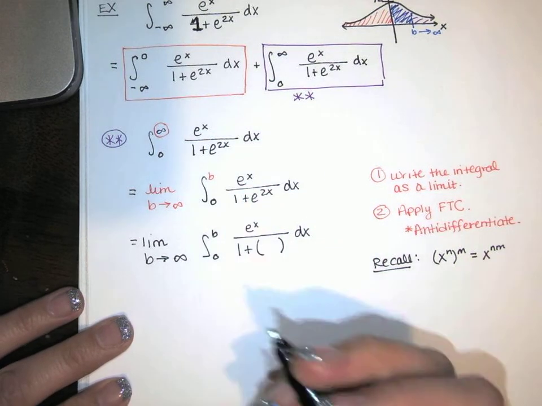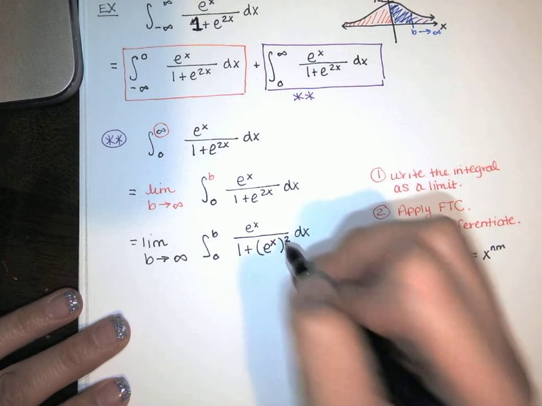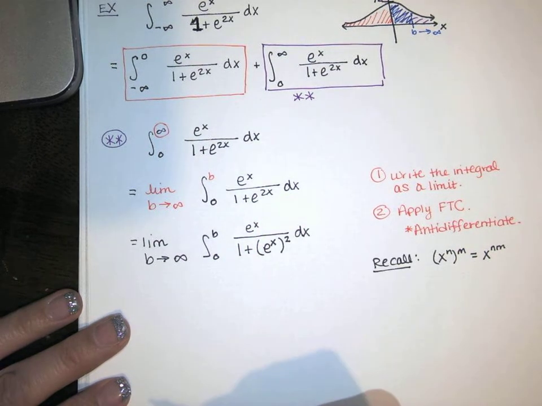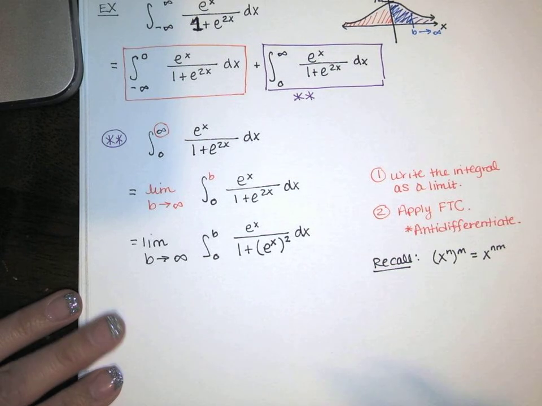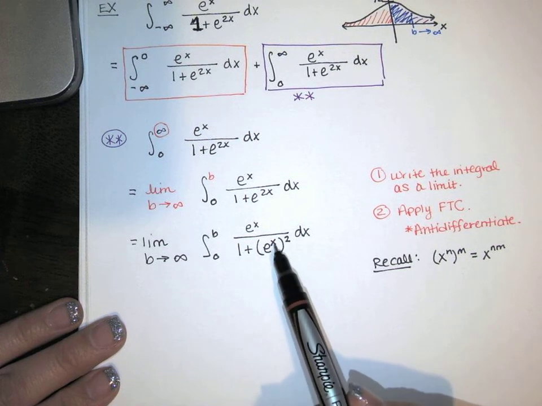So e to the 2x, I can think about that differently. I can think of that as e to the x squared, because 2 times the x gives me that 2x that's right there. And now I see a u sub. You see a function nested inside another function? I hope you do. So those parentheses, that's my u.